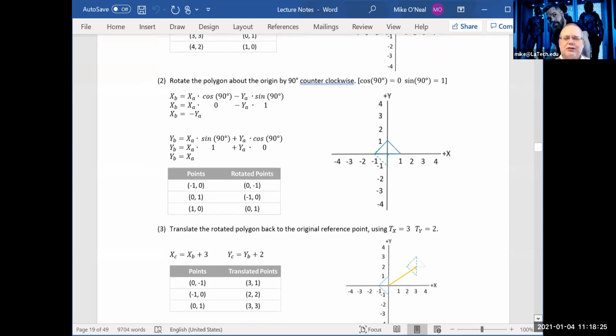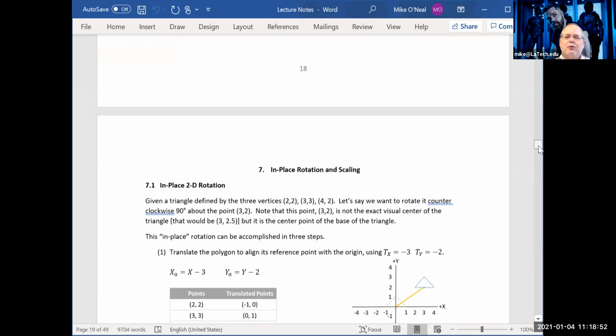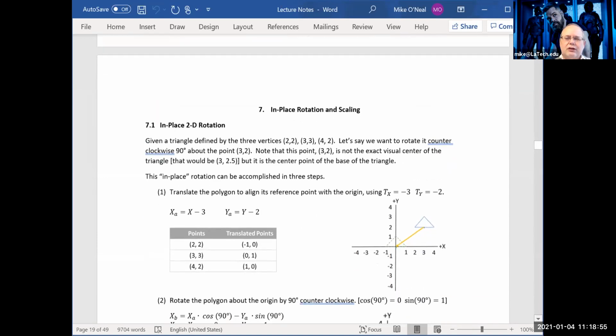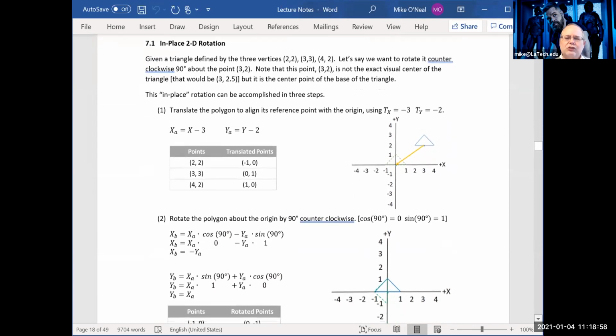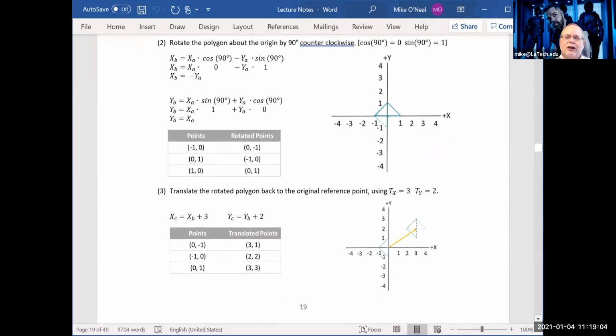The last step we do is we take that reference point and we move it back to where it was originally. So what this shows is, in light gray, you see the original triangle, and in green, you see the rotated triangle. So we did it in 3 steps. Step 1, move the reference point to the origin. Step 2, perform the rotation using the standard rotation equations. Step 3, translate it back. Okay, so that's what we want to do.